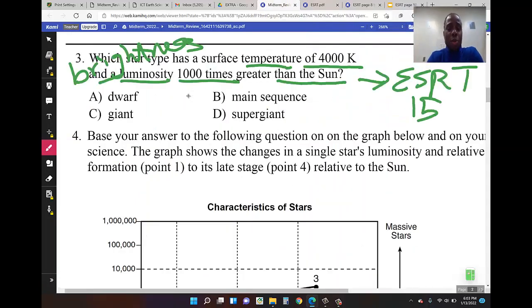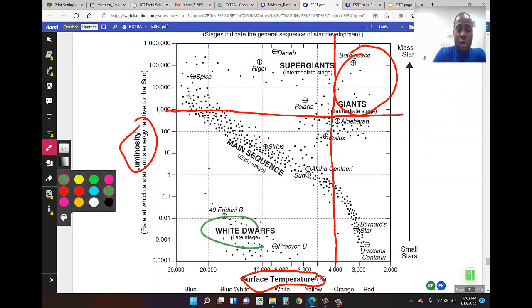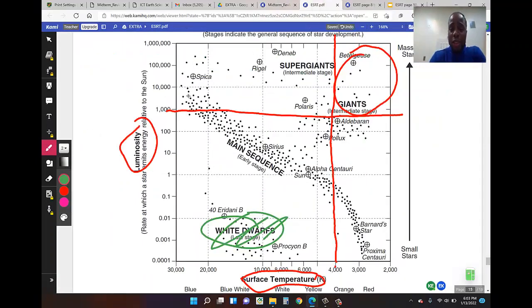So let's go back to our options. Let's see. A says dwarf. No, definitely not dwarf. Dwarfs are very dim. They are all the way at the bottom here. Let me choose a different color. Dwarfs are all the way at the bottom here, so definitely it's not dwarf. Main sequence stars. No, a main sequence star cannot be 1,000 times. Only very few of the main sequence stars are 1,000 times brighter than our sun. And it also has to be 4,000.